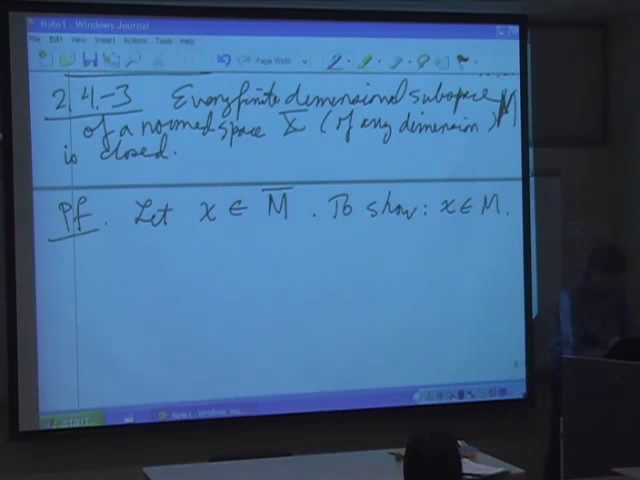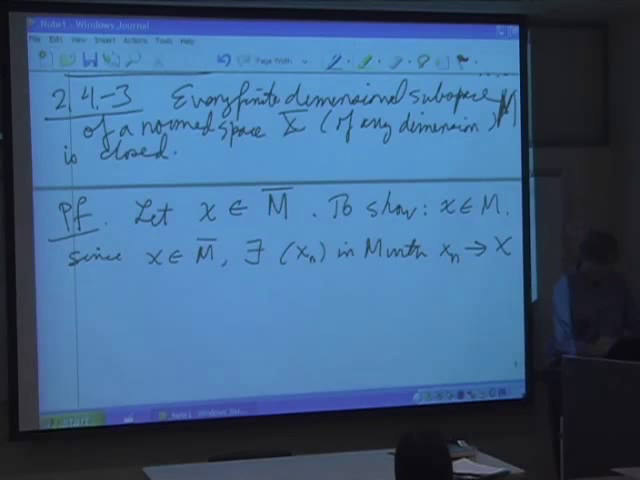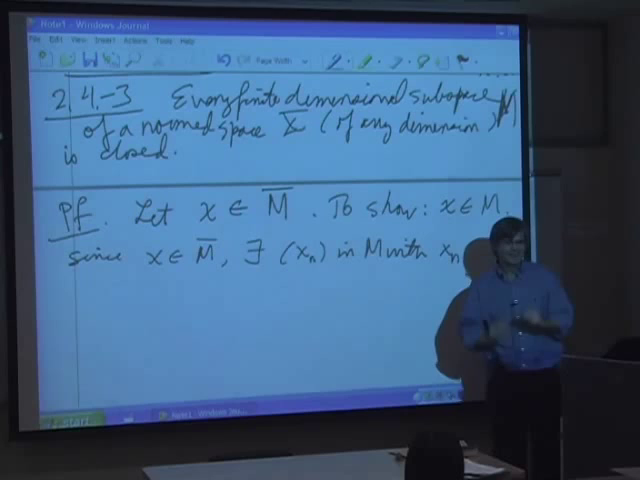So if I let X be in M bar, since X is in M bar, there exists a sequence Xn in M with Xn going to X. So I have a convergent sequence to X. If it's convergent, then it's Cauchy, right? But what am I going to use here about M? M itself is a finite dimensional normed space. Therefore, it's complete by the previous thing. So that's going to be it then. Therefore, X is going to have to be in M.